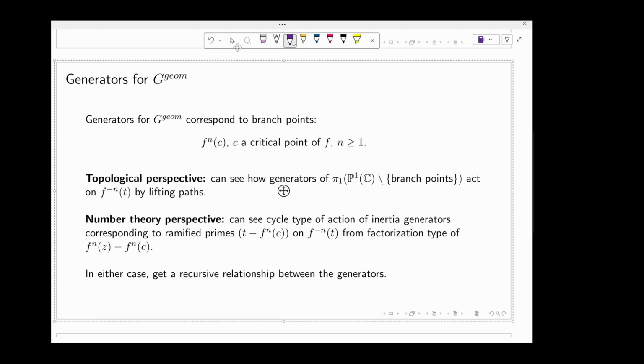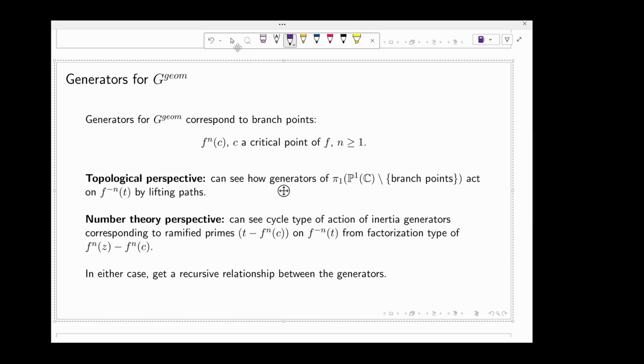From the topological perspective, or the standard iterated monodromy group perspective, you can see how these generators are going to act on the tree by taking actual loops in your space P1 of C minus the branch points and lifting those paths to see how they act on these pre-image sets. We can also study this from a number theory perspective, which we're going to need to do when we take an arbitrary field K, because we lose the metric space structure that we had over C. In this case, we can still construct generators, but we only get to construct them up to cycle type. And the generators end up being the inertia groups of these ramified primes.